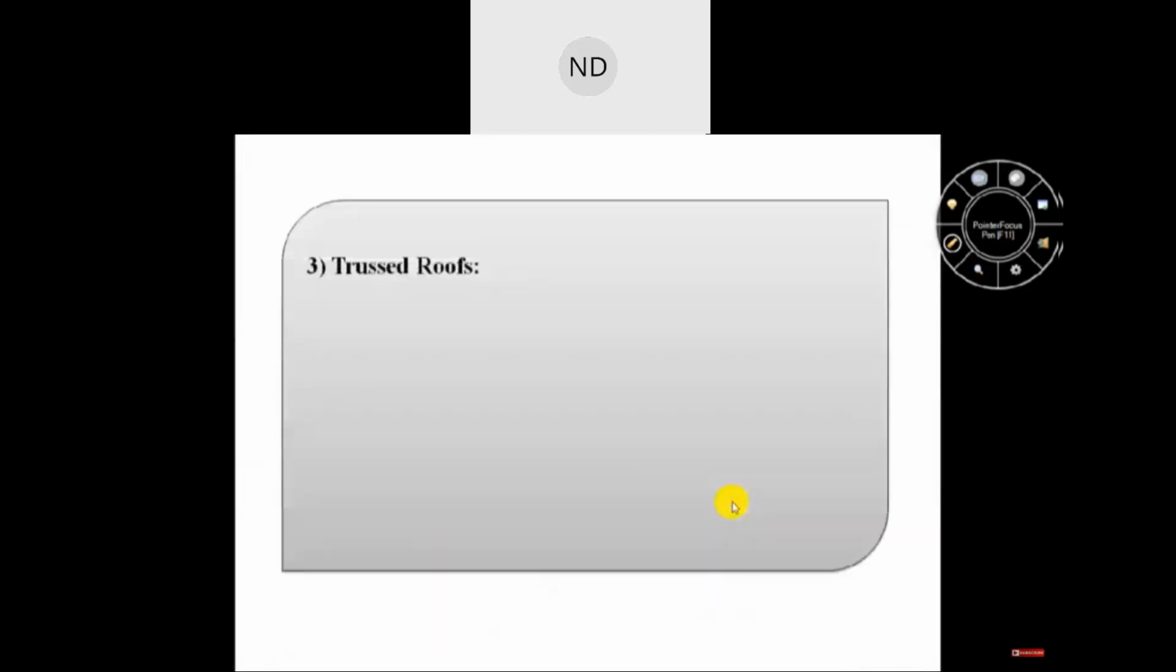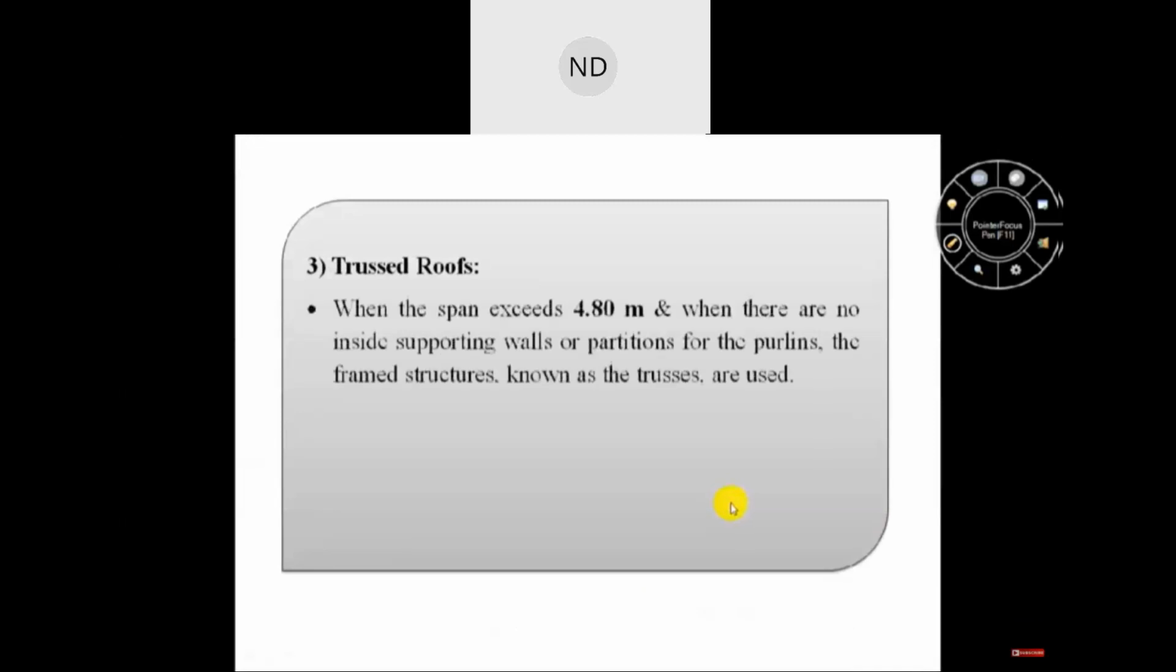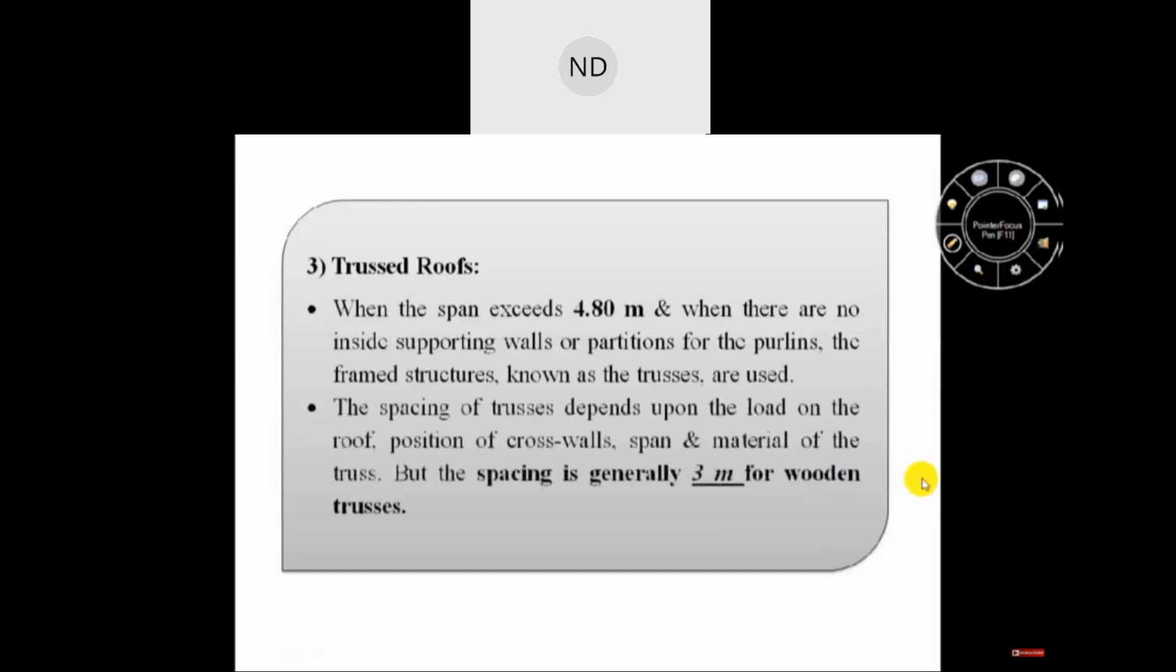Now, the third type of pitch or sloping roof is the truss roof. When the span exceeds 4.80 meters and when there are no inside supporting walls or partitions for the purlins, frame structures known as trusses are used. The spacing of trusses depends upon the load on the roof, position of cross walls, span, and material of the truss. But the spacing is generally 3 meters for wooden trusses.